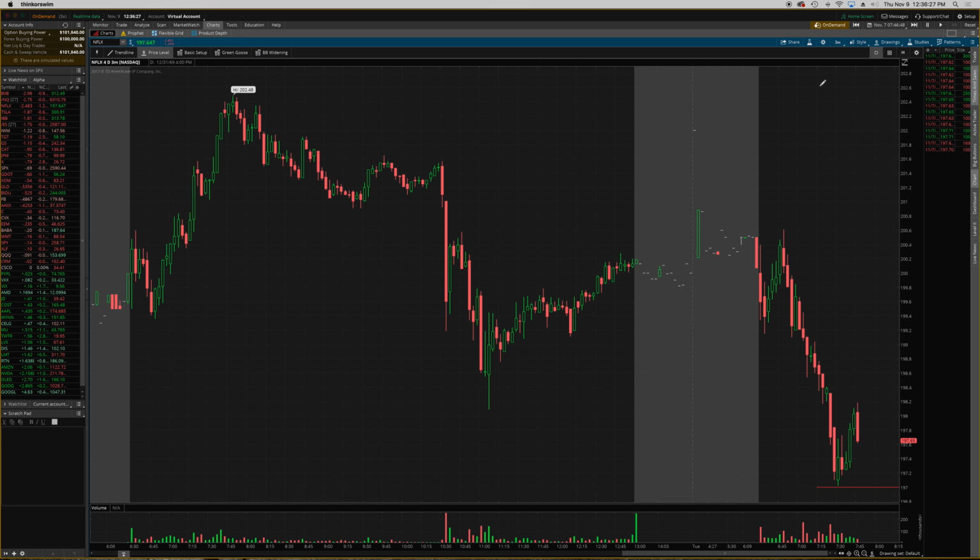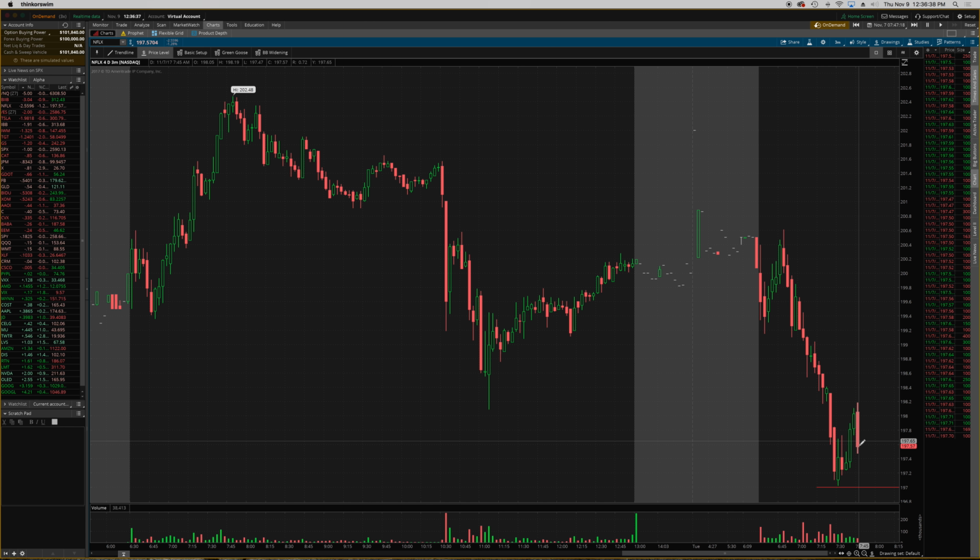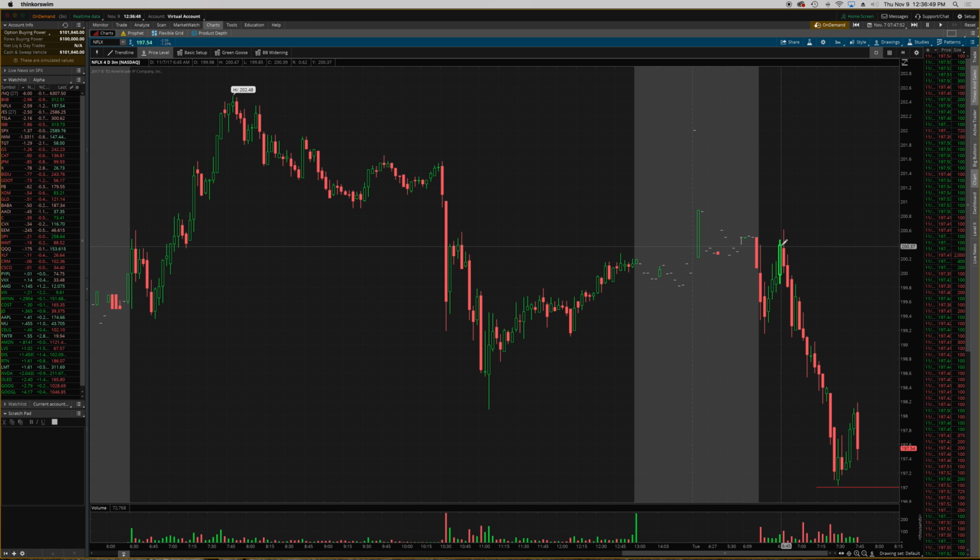Again, I'm not looking to enter calls or puts yet until we see a confirmation of either reversal or confirmation that it's going to go lower. Again, we purchase calls when we think the stock is going to go up, and we purchase puts when we think the stock is going to go down.